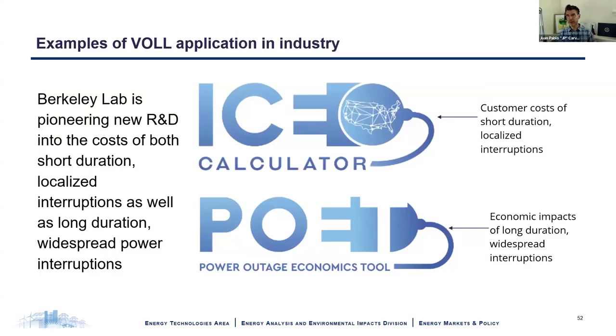Some examples of value of lost load in the industry are the ICE calculator and POET. These are two tools that we have developed that actually are used to produce values of lost load that are widely used by utilities in particular to support their investments in reliability and in some cases in resilience with monetary figures.